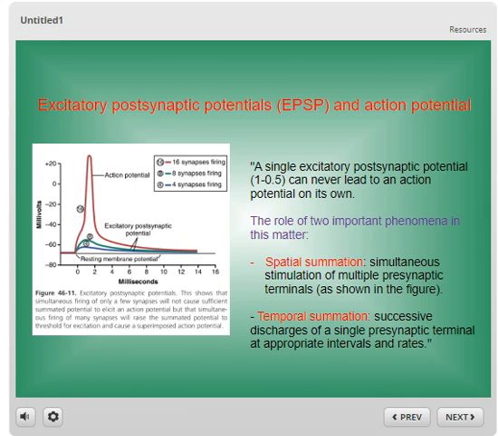Okay, both spatial and temporal summation are critical for the generation of action potentials in neurons. They allow for the integration of multiple signals, ensuring that only significant stimuli result in the firing of an action potential, thus facilitating effective communication within the nervous system.